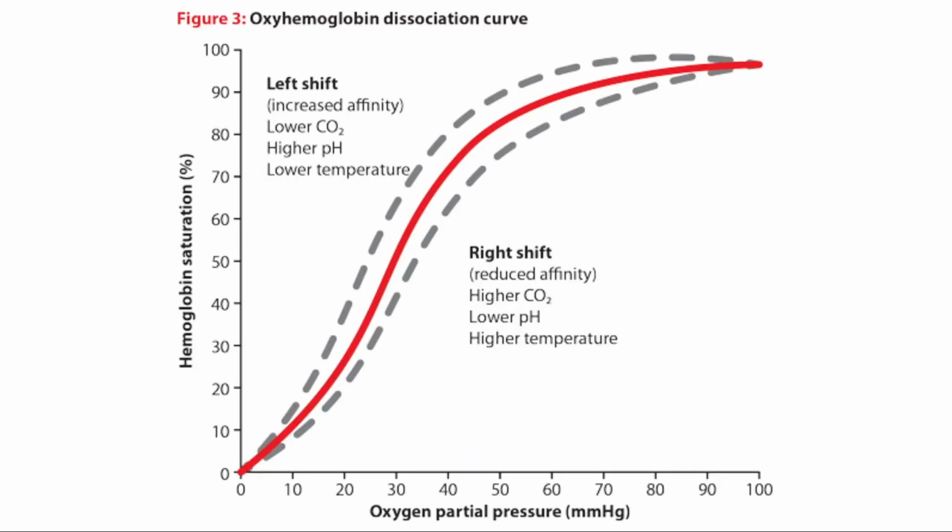Now, hemoglobin, which we mentioned earlier, that carries the oxygen in the blood, does not always carry the same amount of oxygen. The oxyhemoglobin dissociation curve shows how much of the hemoglobin is going to pick up oxygen at a specific partial pressure of oxygen in the air that is being inhaled.